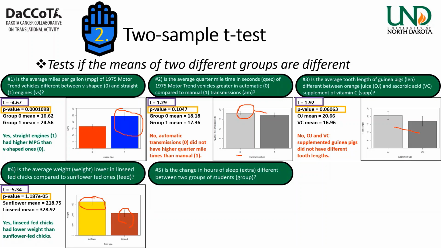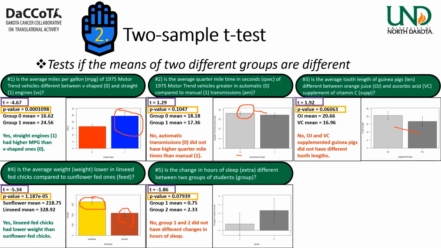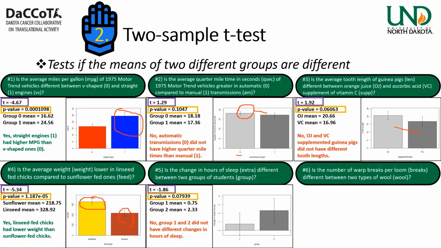What about change in hours of sleep, so extra, different between two groups of students? So t-value, it's close, but it's not significant. And we can see here there's a lot of variation between the two, given these 95% confidence intervals.